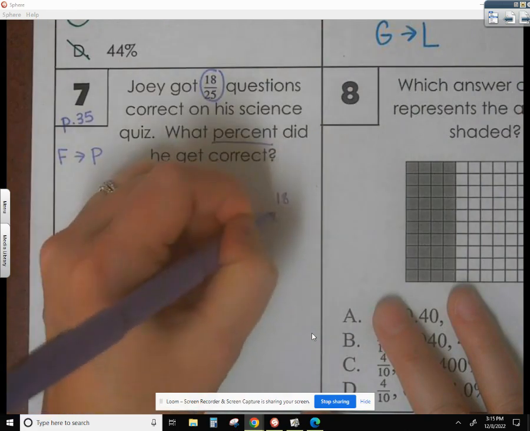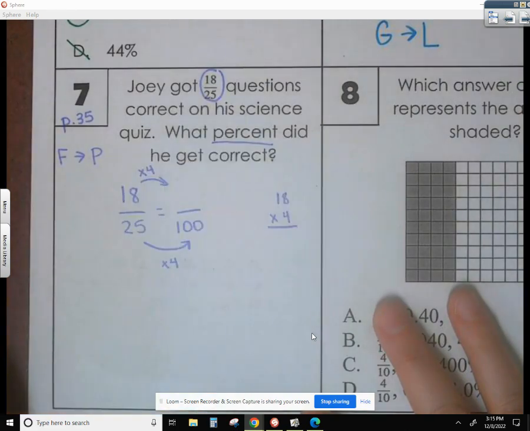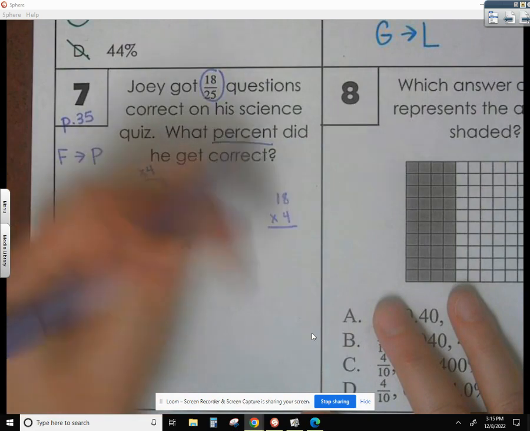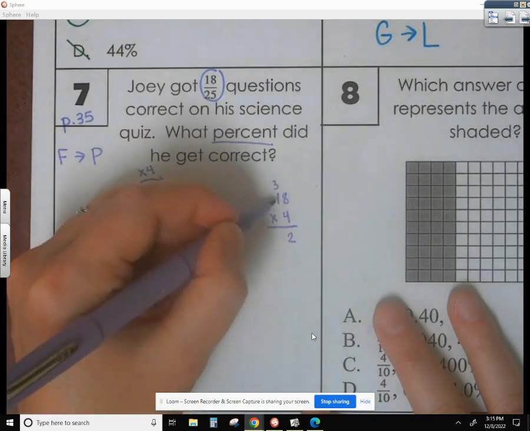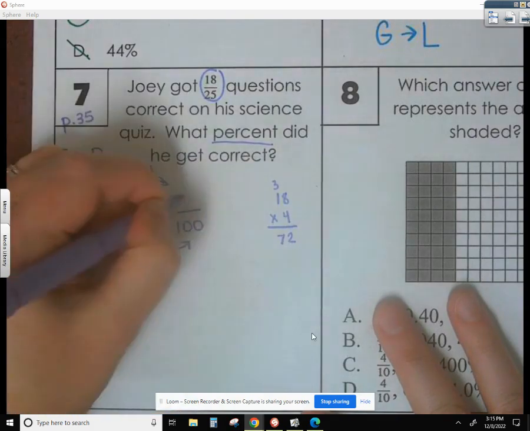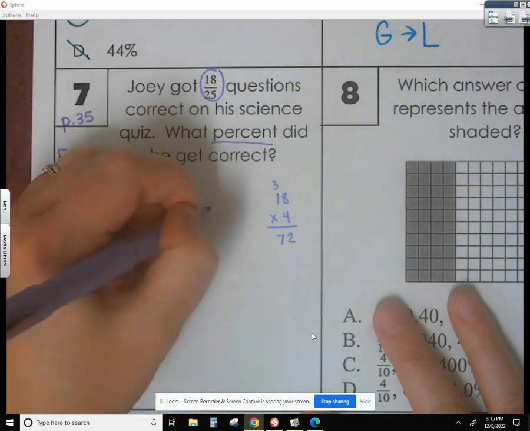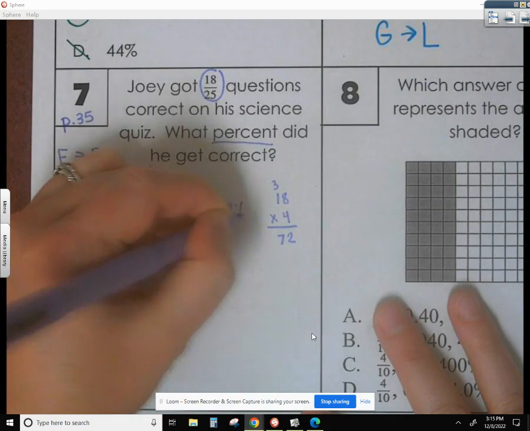So I don't know 18 times 4 off the top of my head, so I just come over to the side. 4 times 8 is 32. 4 times 1 is 4, plus 3 is 7. So that gives me 72, and 72 over 100 is 72%.